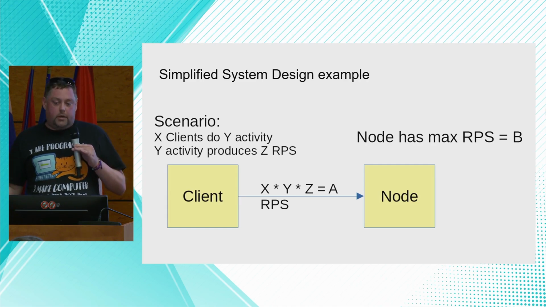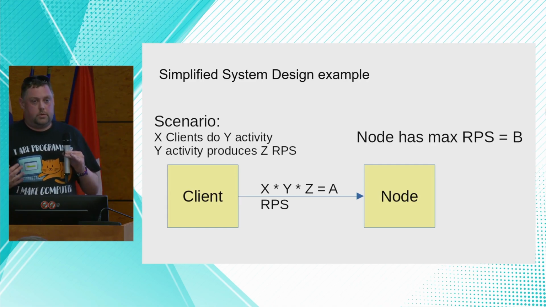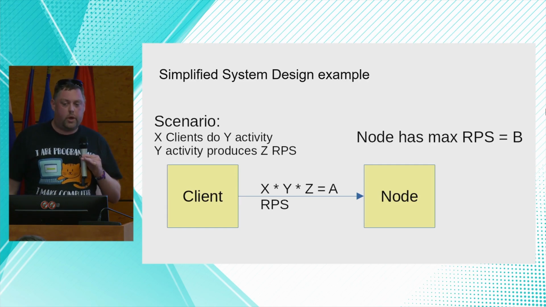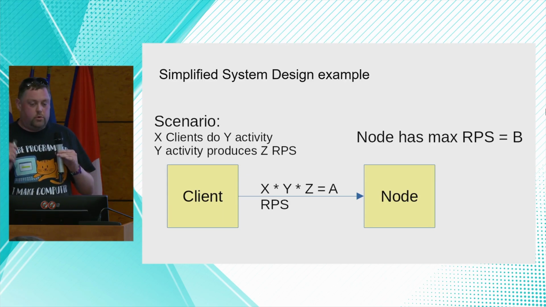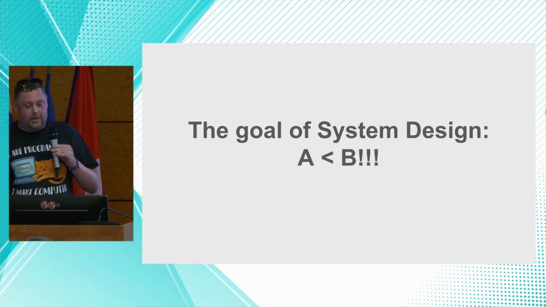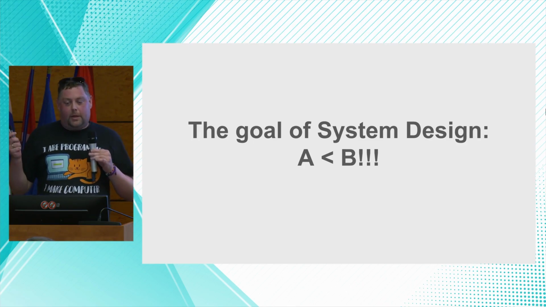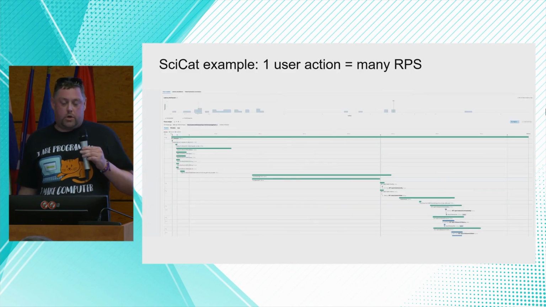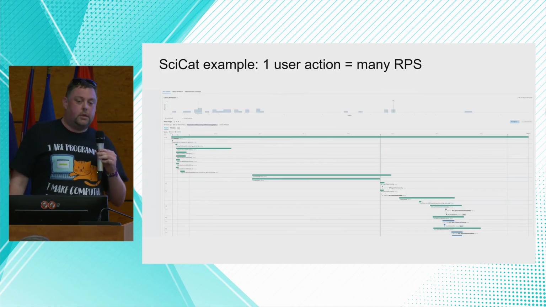On the right-hand side, we have our node, which just runs our software, and it can stand up to, let's say, B RPS. The goal of system design is to stick with the equation: A less than B. Simple enough, right?